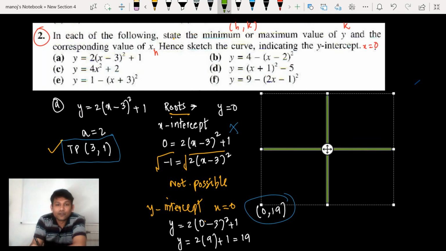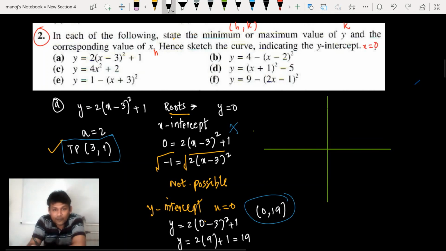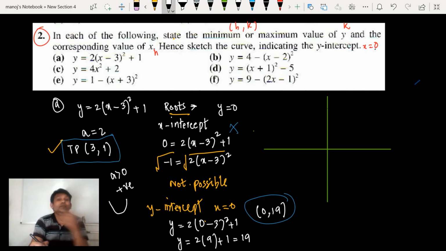Okay, now what we are doing: (0, 19) is on the y-axis and the turning point is (3, 1). What about a? a is 2. When a is greater than 0, it means positive. When you are positive, you will be happy. Happy means this situation, so it means you have a minimum point.